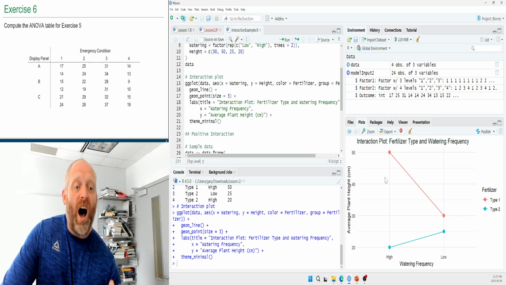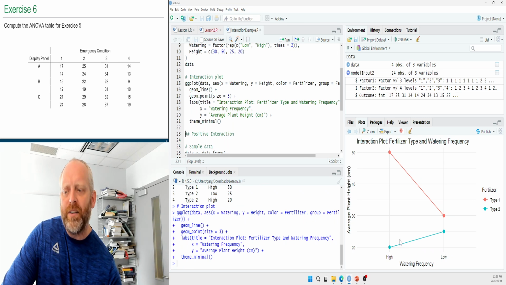Okay, so these lines obviously are not parallel. So do we assume that there is some interaction that's happening here? Well, notice that if I go from a high level of watering to a low level of watering, what do I expect to see on the growth? Well, if I'm using fertilizer of type 2, I have growth of size 20, and I'm going up to growth size of 25. So if I'm reducing the amount of watering frequency, using type 2 fertilizer, I'm seeing a growth.